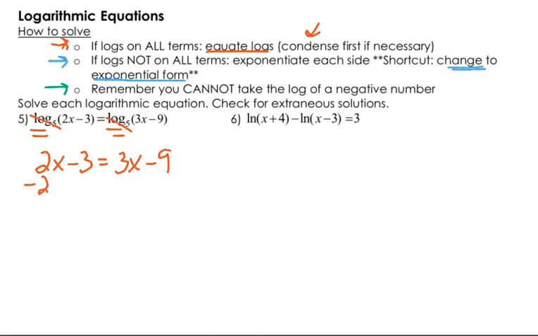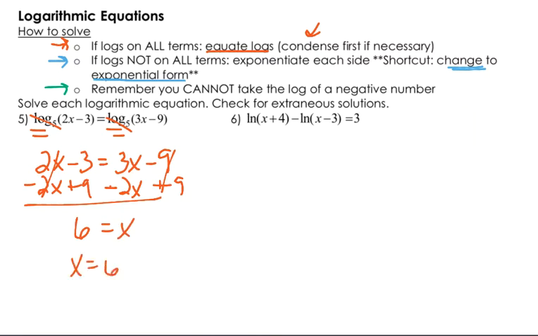Alright, I'm going to subtract 2x from both sides so I don't have to mess with negatives. And then I'm going to add 9 to both sides so that I get 6 is equal to x. Again, if you want, you can plug that back in just to make sure that it works, or just look in your head. You know that 2 times 6 is 12. 12 minus 3 is 9, so that would be a 9 right there. 3 times 6 is 18. 18 minus 9 is 9. So you would get the exact same answers on both sides.